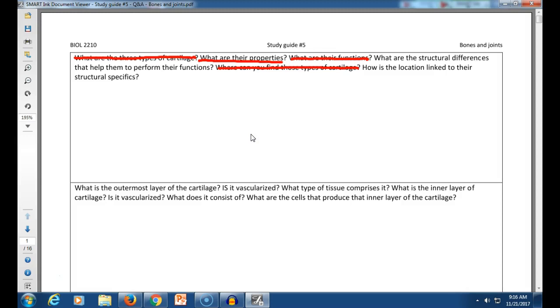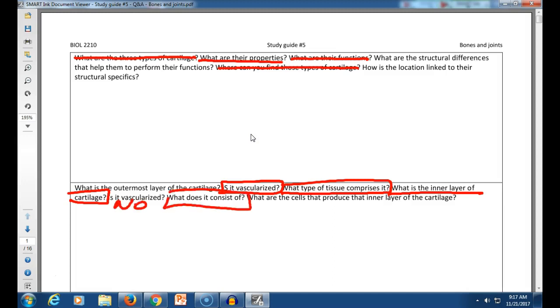Outermost layer of the cartilage, perichondrium. Is the perichondrium vascularized? Perichondrium may contain some blood vessels. The matrix of the cartilage doesn't. What type of tissue? Connective tissue. Inner layer of the cartilage, matrix with chondrocytes. Is it vascularized? No. Absolutely no.